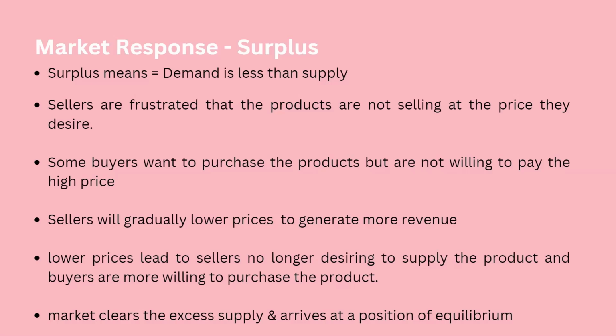Lower prices lead to sellers no longer desiring to supply the product and buyers are more willing to purchase it. So the supply decreases because sellers don't want to sell it, but the buyers want to buy it because the prices have lowered down and the market clears the excess supply and they arrive at the position of equilibrium.